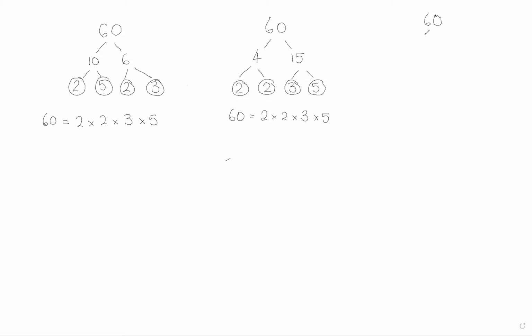Or your tree, you might have thought, well, 60 is 2 times 30, and it is. 2 times 30, 2 is prime, so that's the end of what I can do on that branch. But 30, you might think, well, 30 is 2 times 15. So I can write 30 as 2 times 15, and again 2 is prime, and 15 is 3 times 5. And so 60 is still equal to 2 times 2 times 3 times 5.